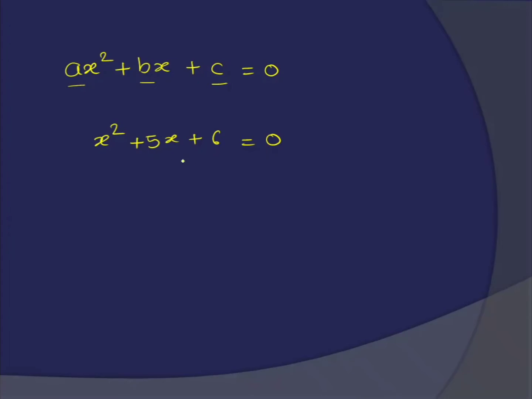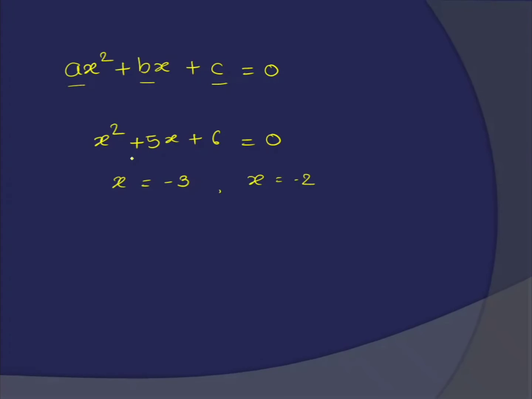If we solve this quadratic equation by means of any of these methods, we get the solution as x is equal to minus 3 or x is equal to minus 2. So these are the two solutions of the given quadratic equation. These are also called the roots of the given quadratic equation, and if we substitute the values of the variable, x is equal to minus 3 or x is equal to minus 2, in the above equation, that equation must be satisfied.